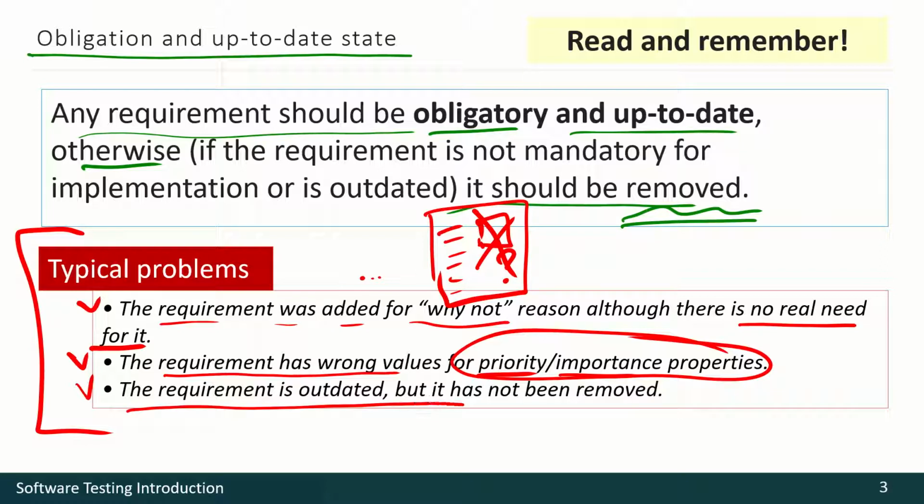And I think the most typical one here: the requirement is already outdated for any reason. It really happens every day, things change. But it was not removed or reworked. So we should either remove the requirement or rewrite it, rework it to make it up to date.